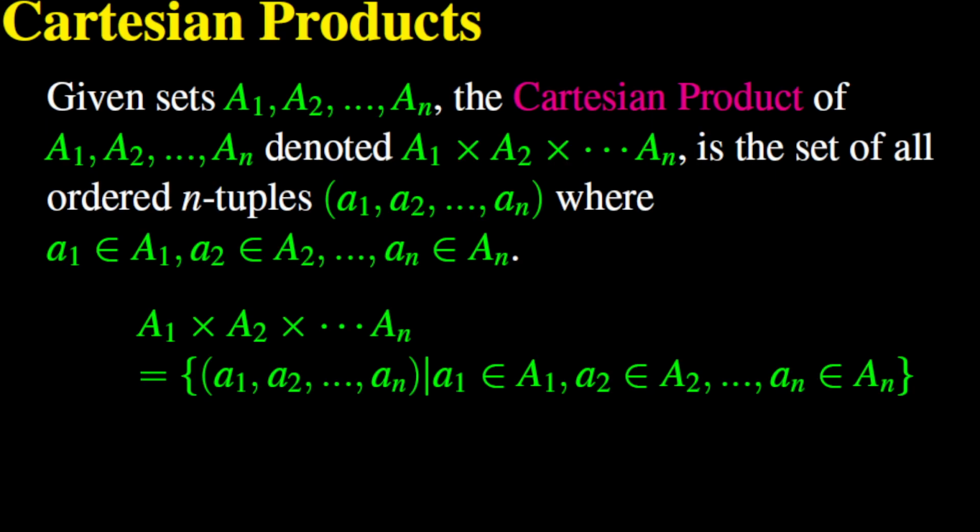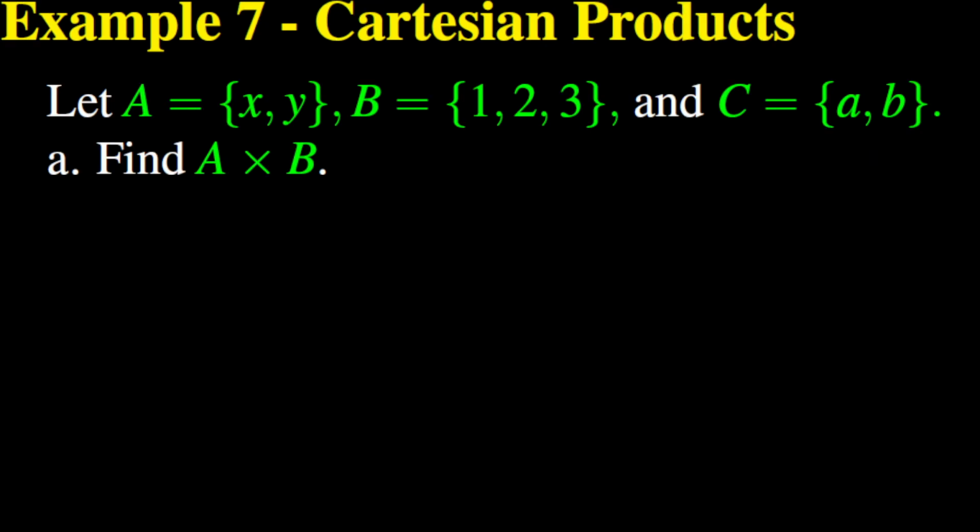Given sets A1, A2, ..., An, the Cartesian product of A1, A2, ..., An is the set of all ordered n-tuples (a1, a2, ..., an) such that a1 belongs to A1, a2 belongs to A2, ..., an belongs to An. Example 7. Let A be the set with elements x, y, the set B with elements 1, 2, 3, and the set C with elements a and b.